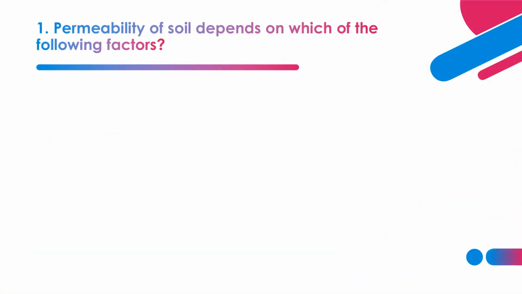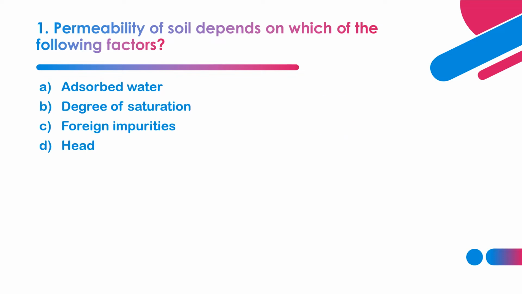This question deals with the factors affecting permeability. Permeability of soil depends on which of the following factors. Option A, adsorbed water. Option B, degree of saturation. Option C, foreign impurities. Option D, head causing flow. Among the four options, option A, adsorbed water, and degree of saturation and also foreign impurities are some of the factors affecting permeability.